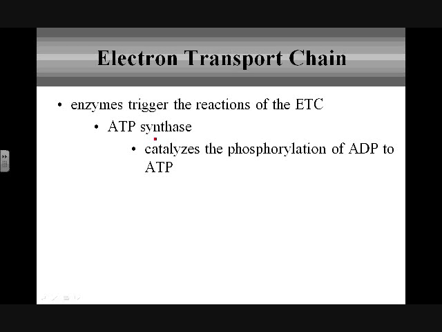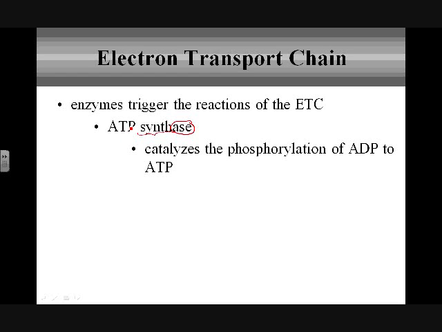There's always enzymes that play roles. In this case, ATP synthase. Well, that should make sense. ATP, we know what that is. Synthase, well, ase tells us that it's an enzyme. And synth kind of sounds like synthesis, to make, so this is an enzyme that makes ATP.